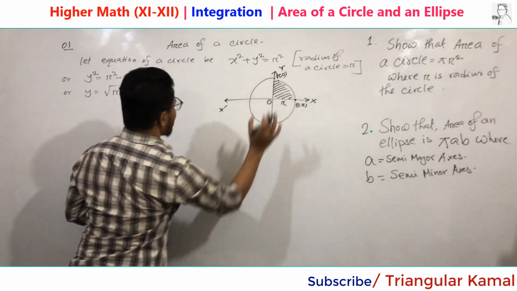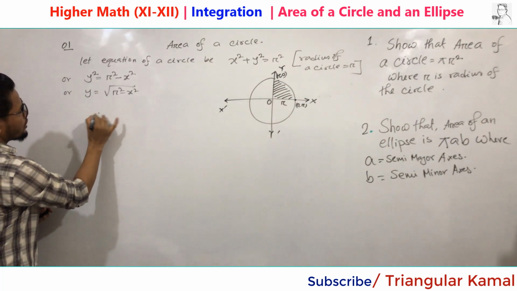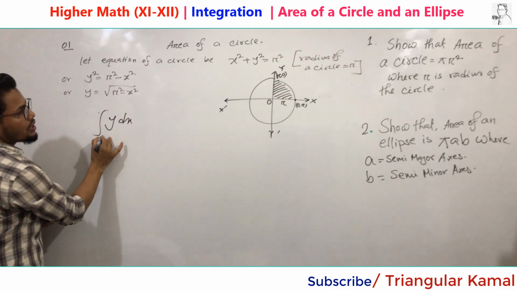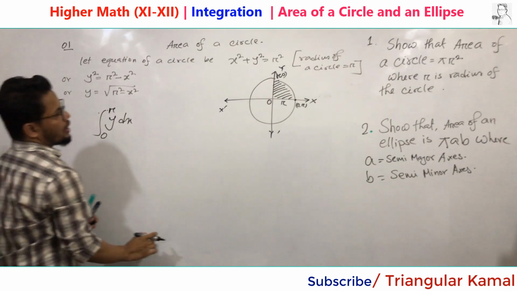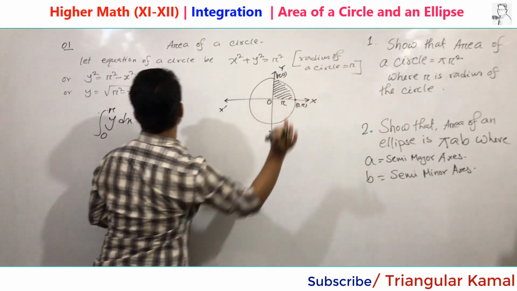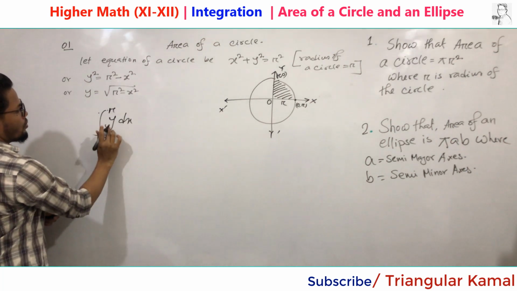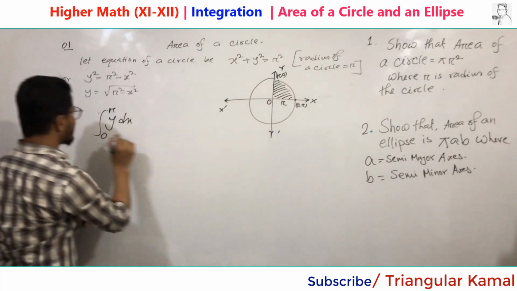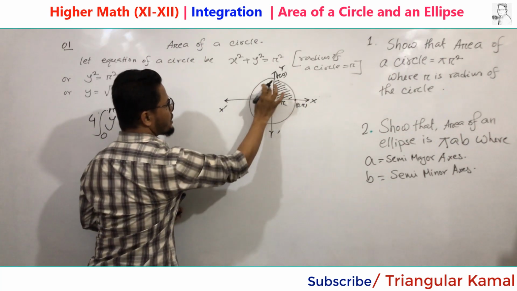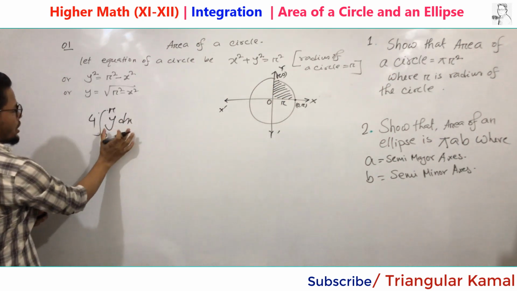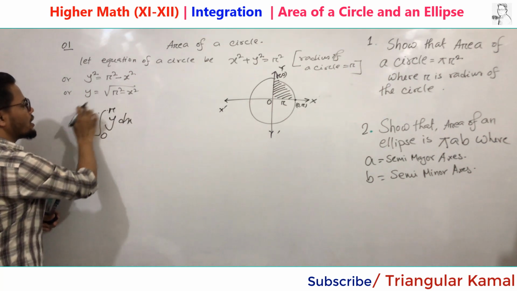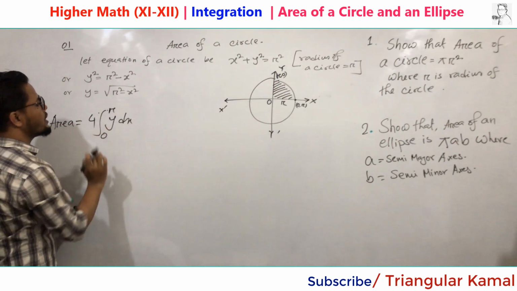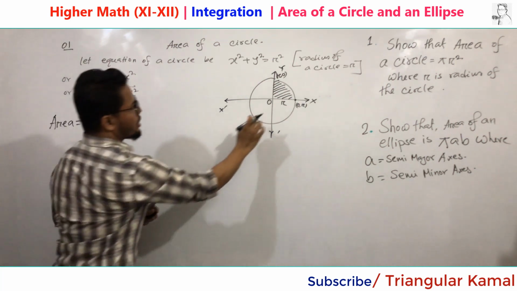So the dark shaded area will be the integration of y dx with limit 0 to r. Basically this is the first quadrant. But if we multiply by 4, the first quadrant part, second quadrant part, third quadrant part, fourth quadrant part, we will get the total area of the circle. So this is the area: 4 times the integration of y dx, where the integration limit is 0 to r, that is the positive side of the x axis.